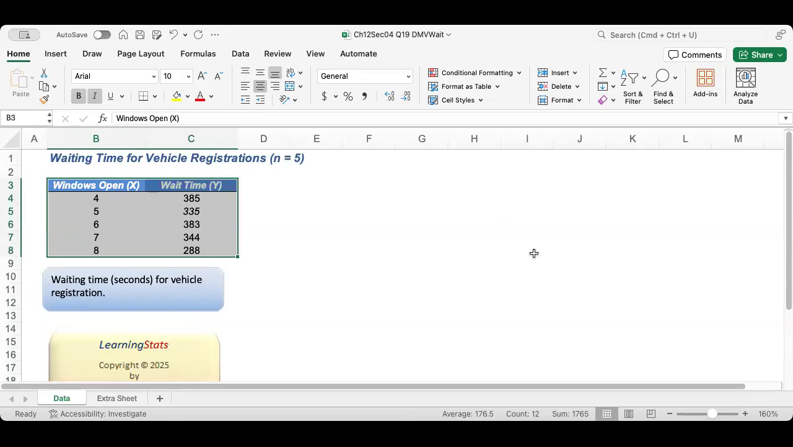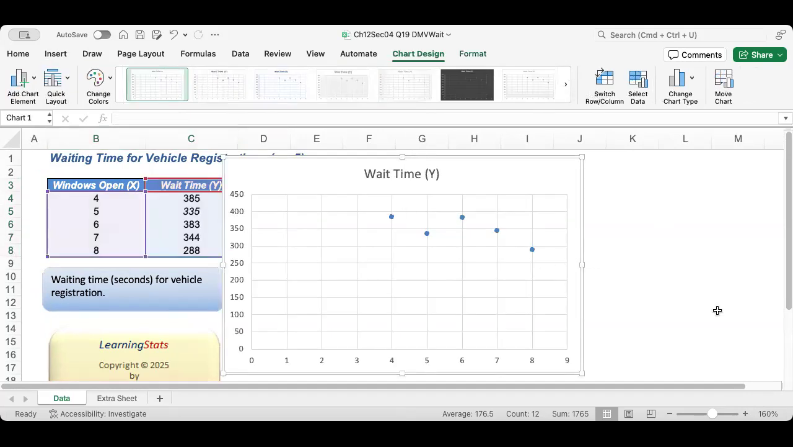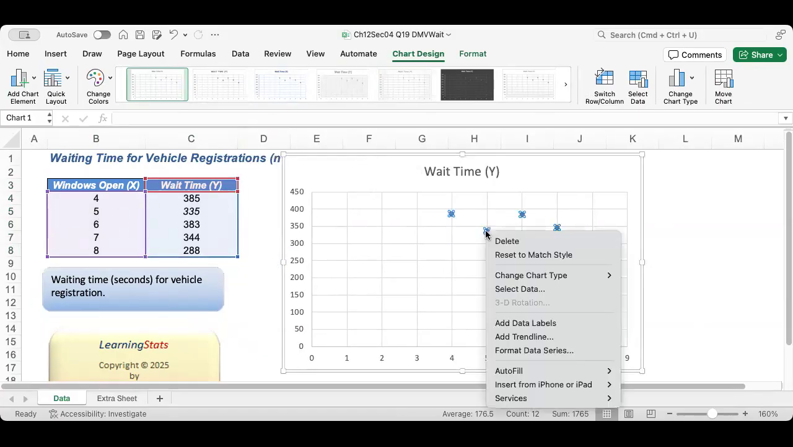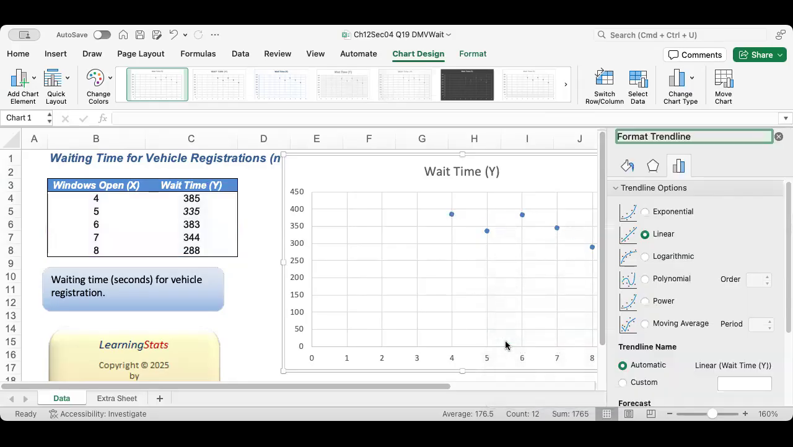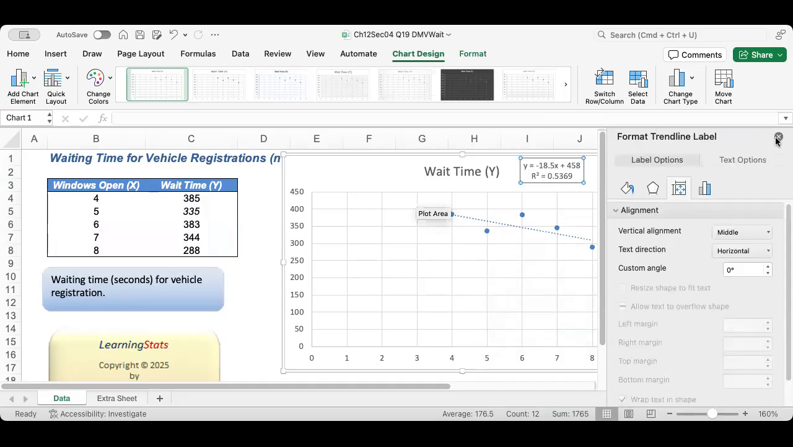Again, there's not a lot of information here, but let's actually walk through what we get. Insert scatter plot, wait time for vehicle registrations, number of windows open. Create a trend line. Down here, I'm going to say, show me the equation and the R squared value. There's that information.